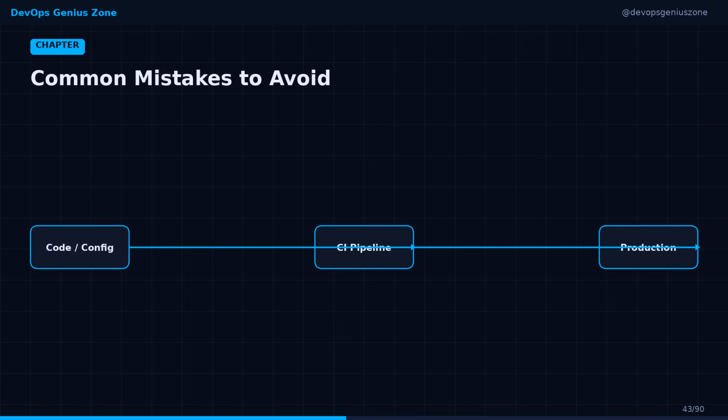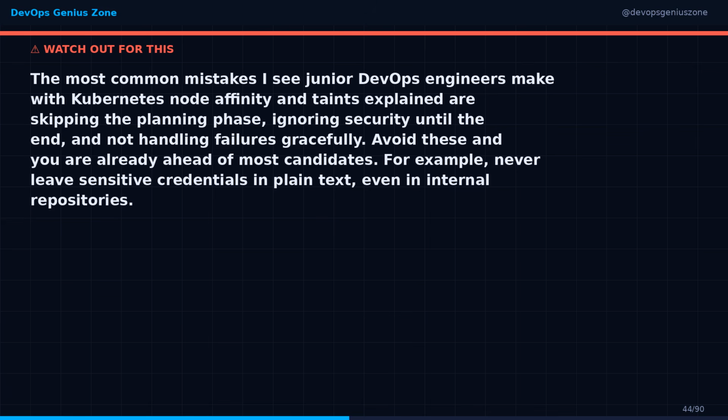Another mistake is logging everything to standard output without a structured format. This makes troubleshooting Kubernetes Node Affinity and Taints Explained a nightmare. I've seen outages prolonged for hours because the logs were unusable. Spend time on your logging strategy from the start.